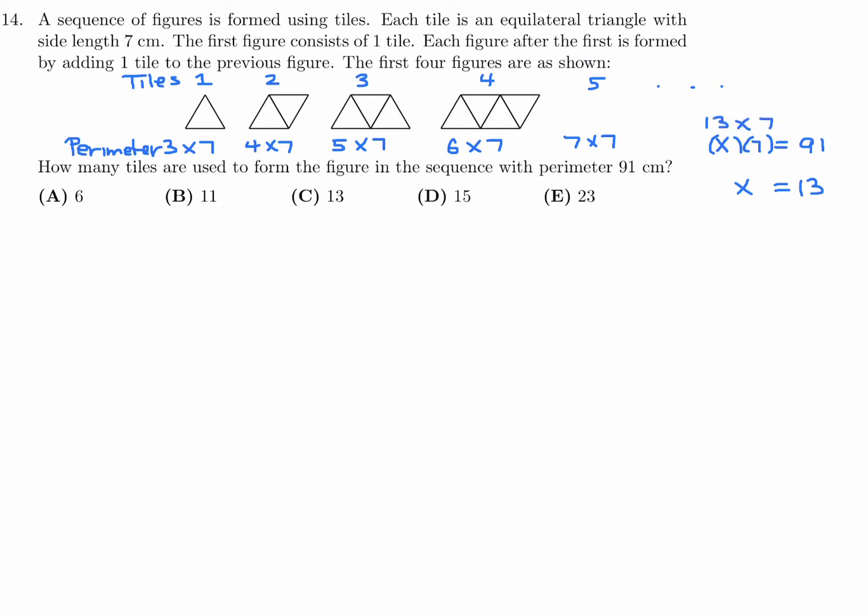And the number of tiles, if you notice, there is a relationship between the number of tiles and how many times you had to multiply 7. The number of tiles is always 2 less. So if this is 13, the number of tiles would be 11. So just be careful there. Number 14, the answer is B.